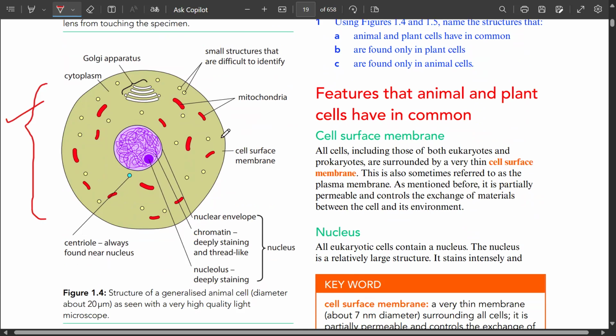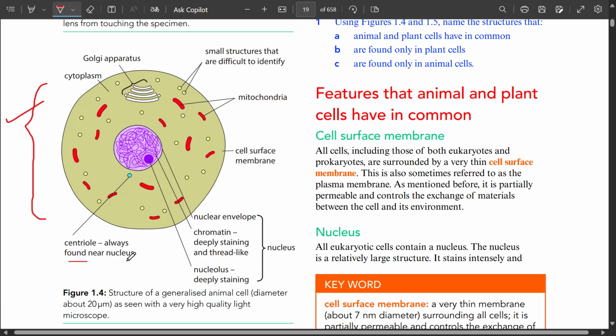Nucleus, and then cell membrane, cytoplasm, mitochondria, ribosomes. Golgi apparatus is new. Exactly. It's going to be new. Nucleolus, chromatin, nuclear envelope, and all of these. Centriole is also going to be new.